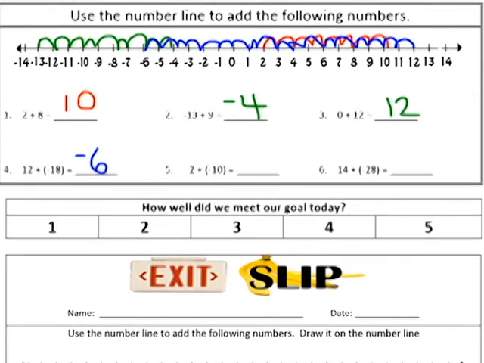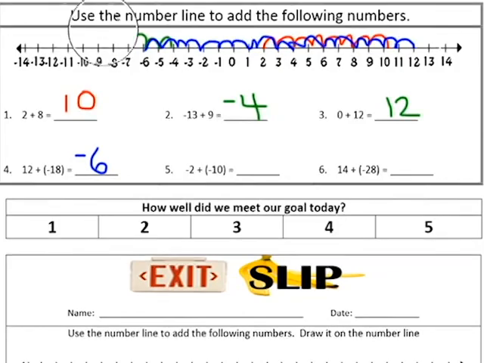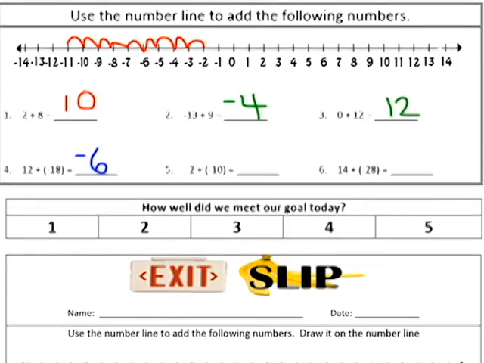Now it works the same if you have 2 negatives. Negative 2 I start at, and then I'm adding negative 10, so I'm going to the left. 1, 2, 3, 4, 5, 6, 7, 8, 9, 10. Ended up with negative 12. Last answer, negative.